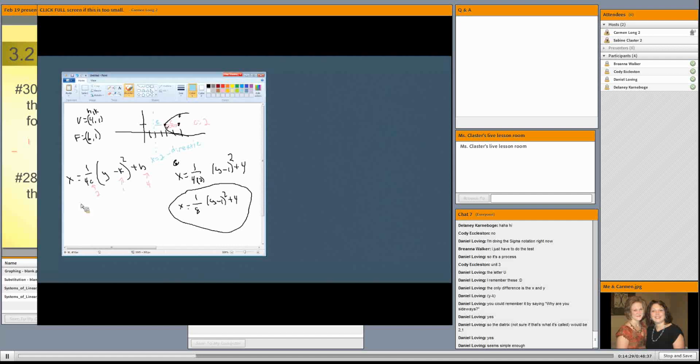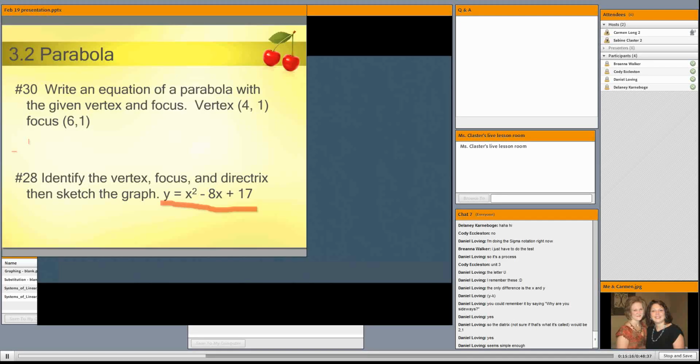We have a little bit to do here. We can't graph this. This isn't in the graphing format. But we can make it be what we want it to. Y equals x squared minus 8x plus 17.